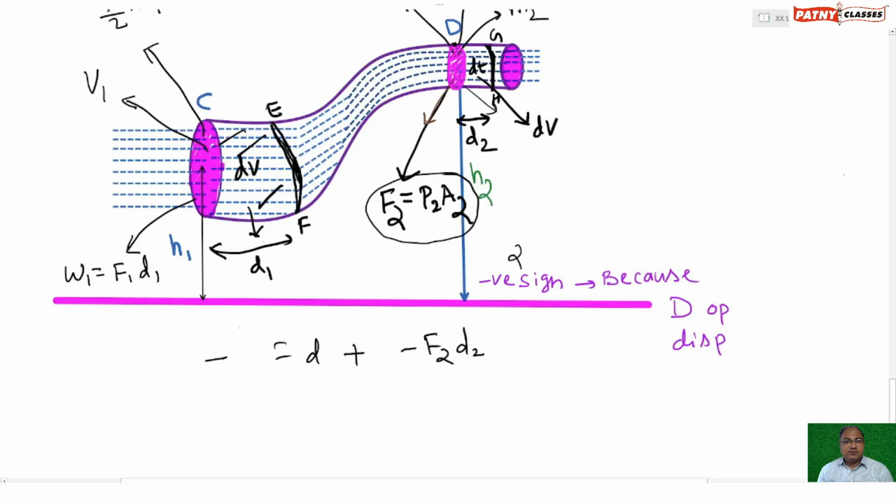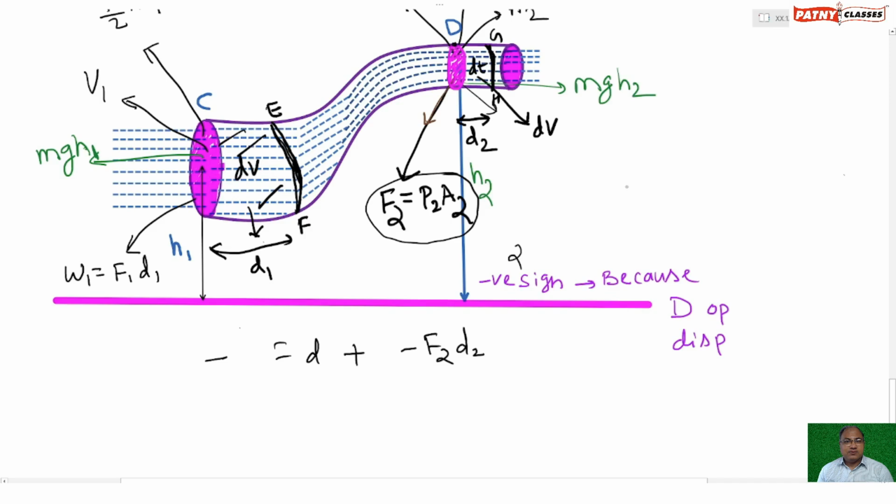Potential energy is given by the formula mgh. This is gravitational potential energy. So region C is at a height h1 compared to the ground. So this is mgh1, that is the gravitational potential energy at point C, and the gravitational potential energy at region D is given by mgh2.